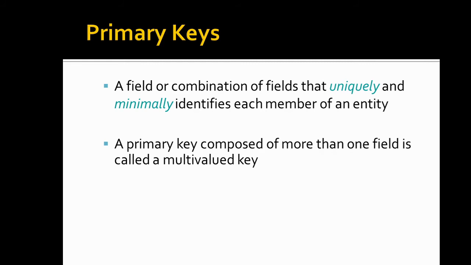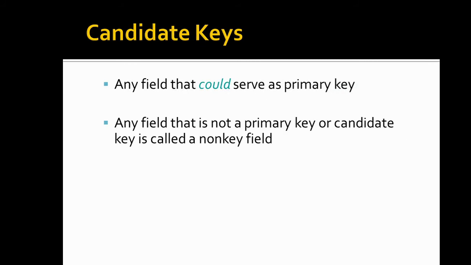A primary key may be composed of more than one field. A primary key that is composed of more than one field is called a multi-valued key. So it's also possible to combine several fields to form the primary key, just like what I said a while ago. But of course, that is not a good primary key because it is not minimal. Then candidate keys: any field that could serve as a primary key. That means it is also unique, but it is not used as a primary key.